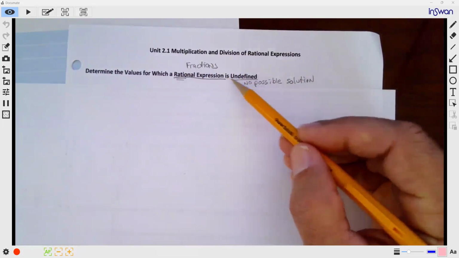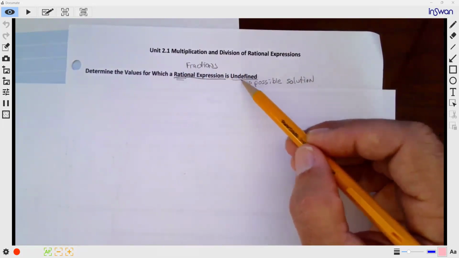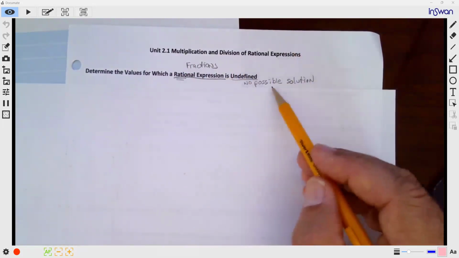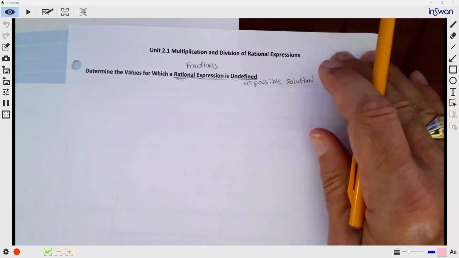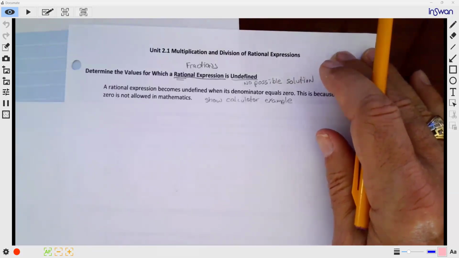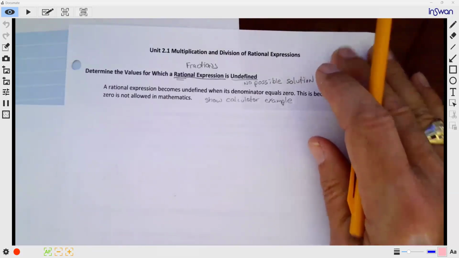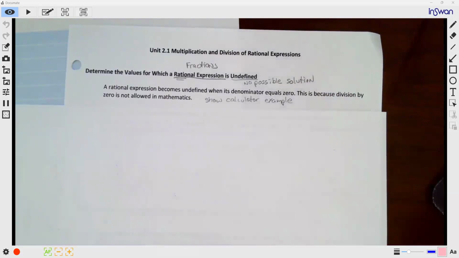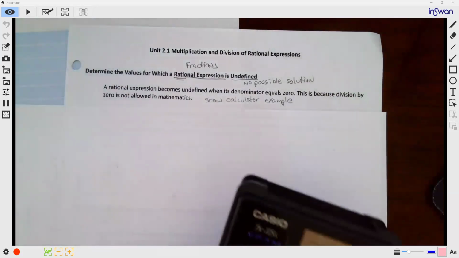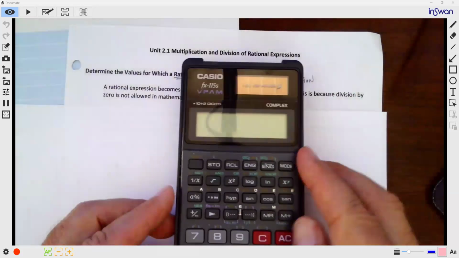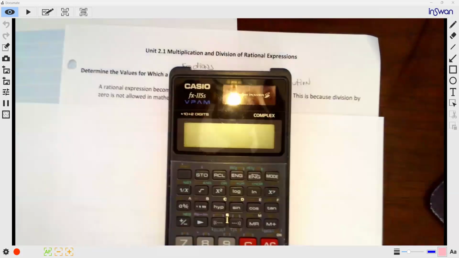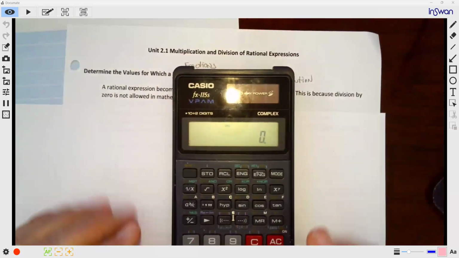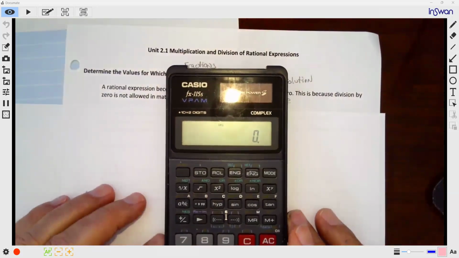And then we're first going to talk about when they are undefined. Undefined means that there's no possible solution, where the solution does not exist. We're only going to spend a few minutes on this. It's a simple idea. I think if I explain it using this calculator, let me turn on a light. Hopefully this calculator will start up. Okay, so you should be able to see that.